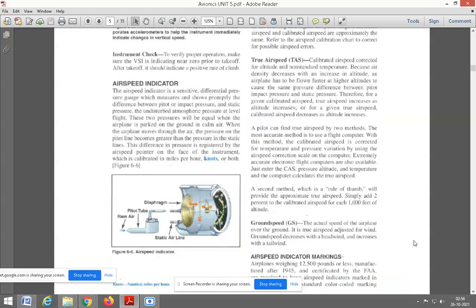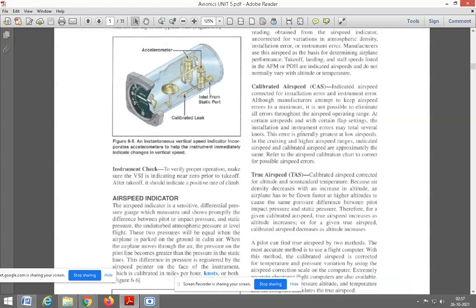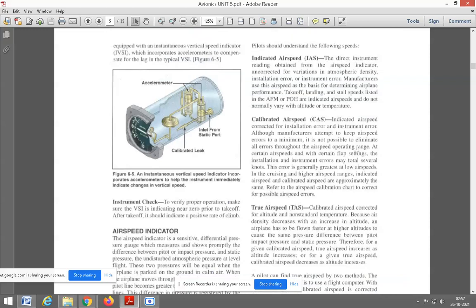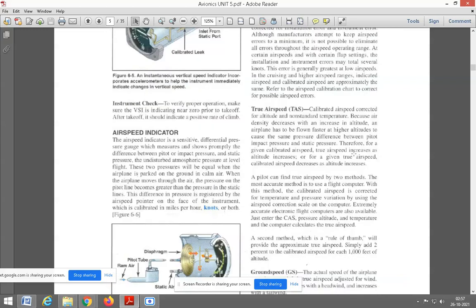And then true airspeed. So true airspeed is calibrated airspeed corrected for altitude and non-standard temperature. That means this one is corrected only for installation error and instrumentation error, but altitude and temperature are not considered. Okay, but in the true airspeed it will be considering altitude and temperature. So even if altitude and temperature change, it will be showing the proper airspeed value.